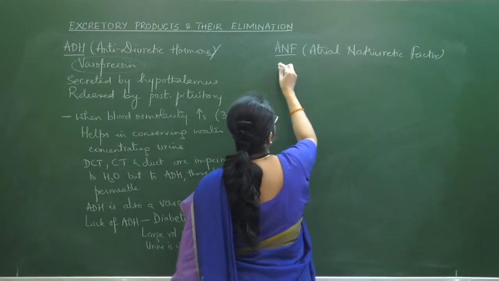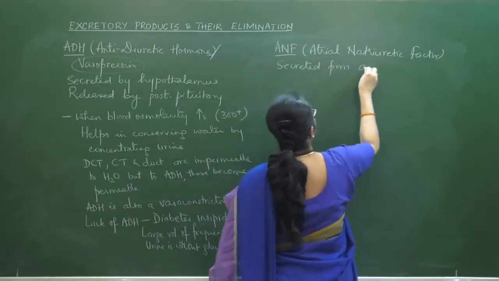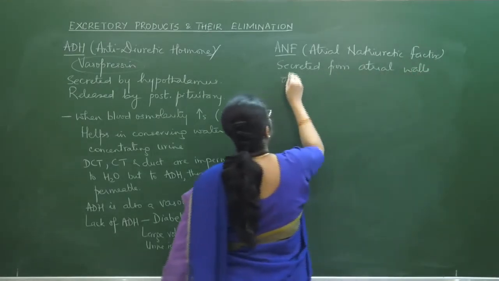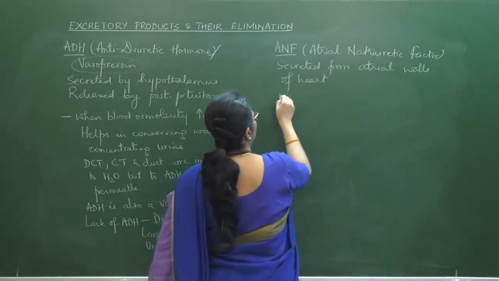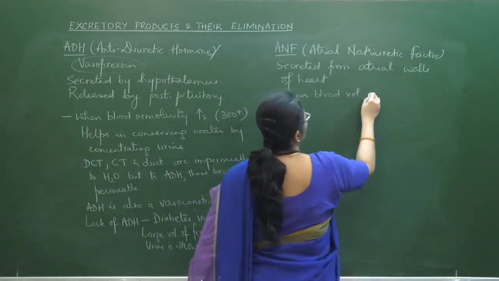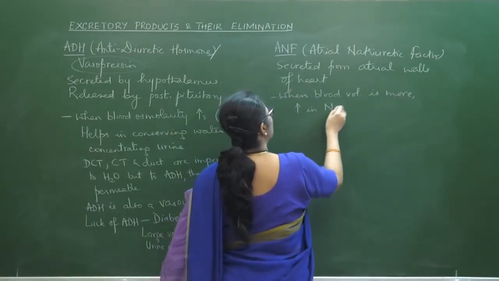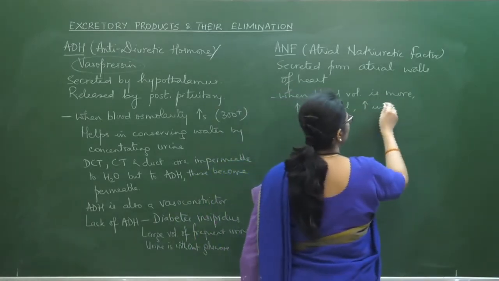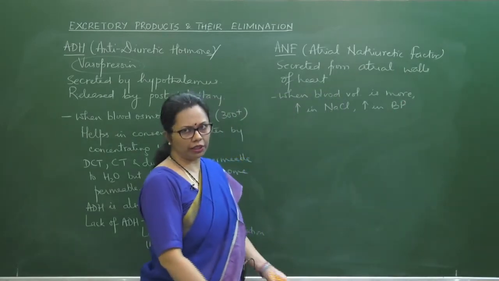Now this one is a hormone secreted from the atrial walls of the heart. Okay, and it is secreted when blood volume is more. If the blood volume is more, there is increase in NaCl, and the blood pressure has increased. In this condition, it is secreted.